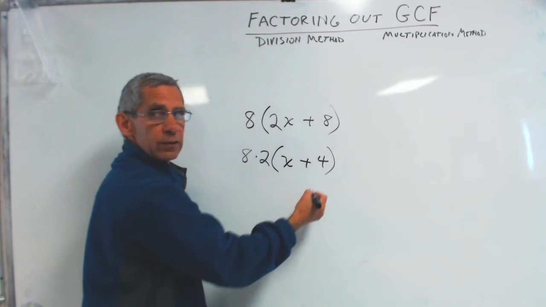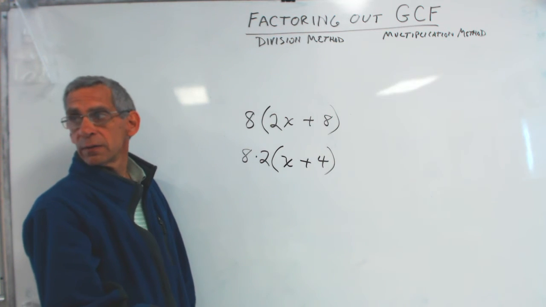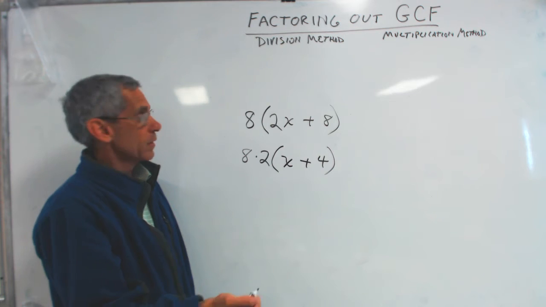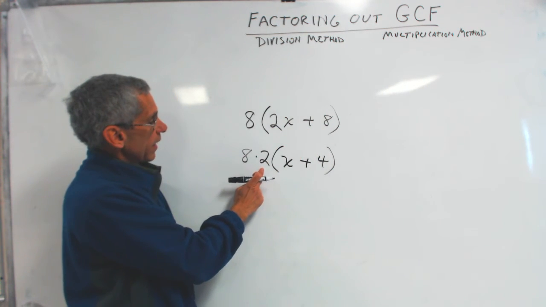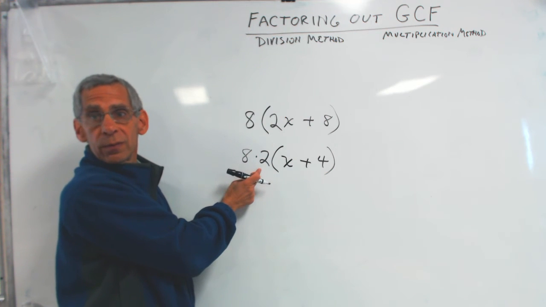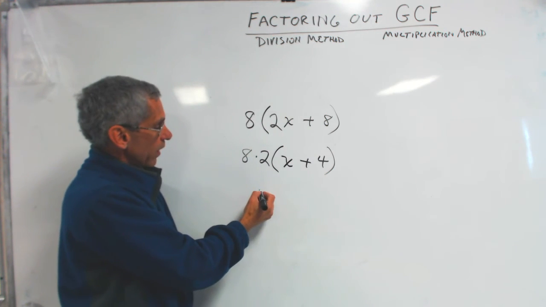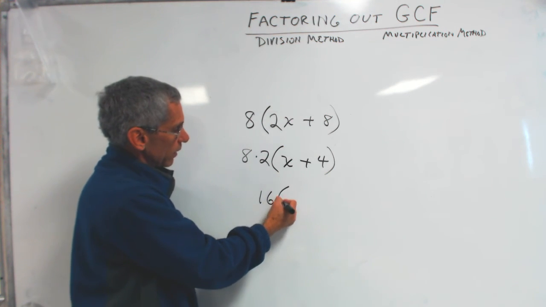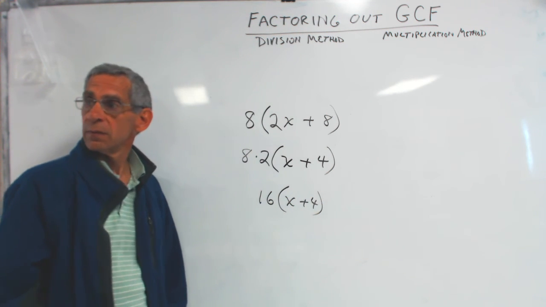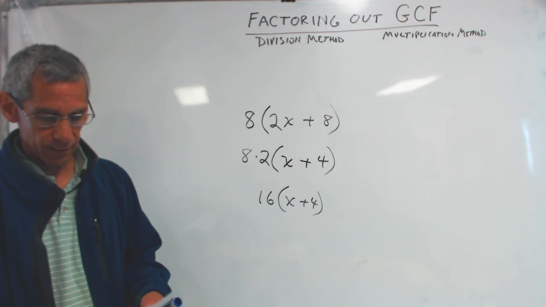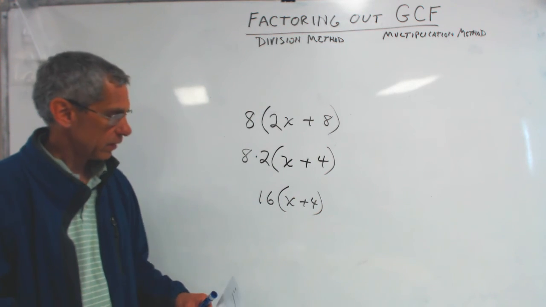That gives me x plus 4. Did you understand what I'm doing? I just noticed that I could take out a 2 out of this, so I'm just taking it out and moving the 8 over a little bit. So my final answer is 16 parentheses x plus 4. Okay? So you will not have any trouble with the homework.